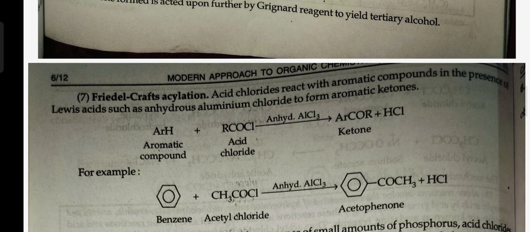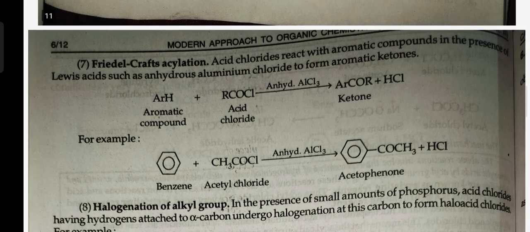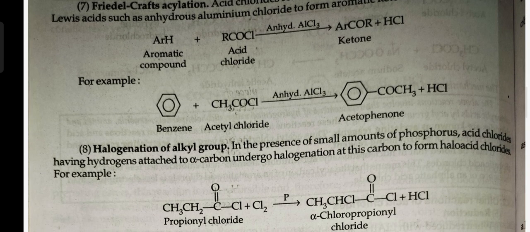Aromatic compound plus acid chloride, in presence of anhydrous AlCl3, gives ketone plus HCl. Halogenation of alkyl group: in the presence of a small amount of phosphorus, acid chloride having hydrogen attached to the alpha carbon undergoes halogenation at this carbon to form haloacid chloride.